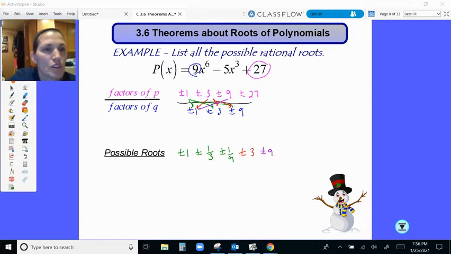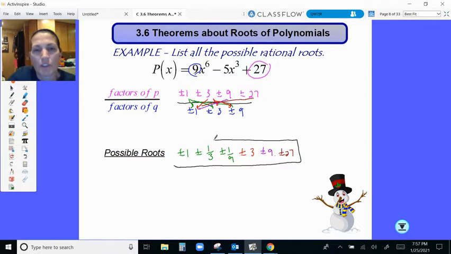Okay, let's go ahead and move to, what color don't we have yet? 27 over 1 is positive, negative 27. 27 over 3 is positive, negative 9. And 27 over 9 is positive, negative 3. So these are all my possible rational roots right here for this particular equation. And then we just have to find out which ones are actual roots.